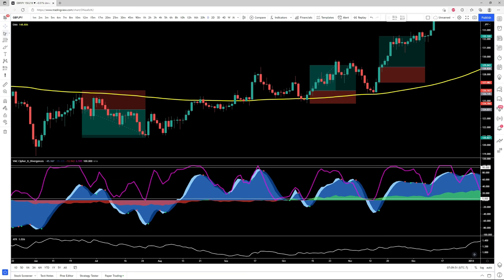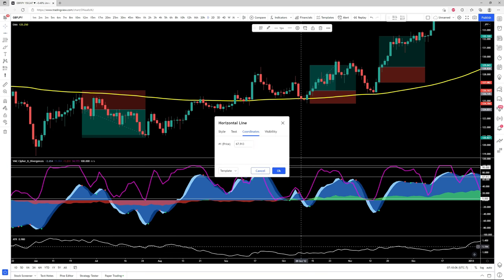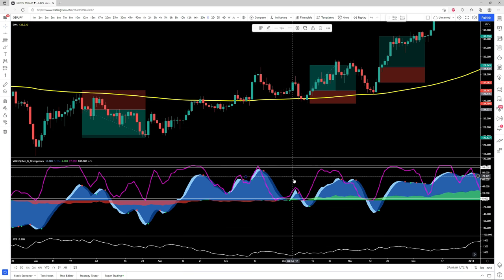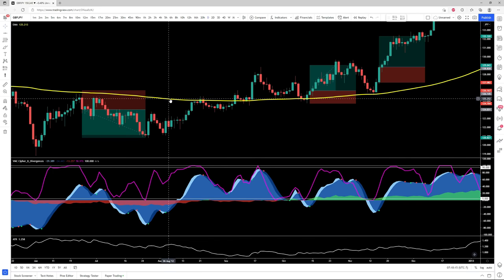Another thing with the Vu Manchu is that I've added two horizontal lines, one at the 95 level and one at the 5 level. So you can simply click up here, grab a horizontal line and pop it right onto the indicator and then change the coordinates of it to 95 and 125. Now, with this strategy, you also have the 200 period EMA, and of course, I'm on the daily time frame on pound against the Japanese yen.